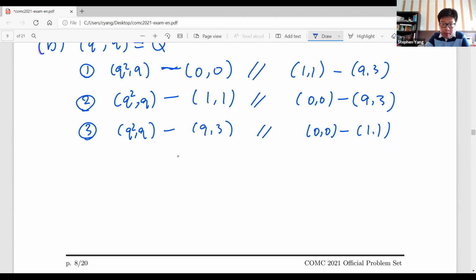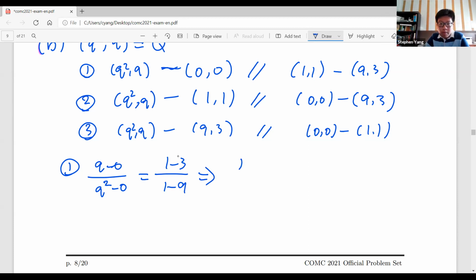Okay, so then if two lines are parallel, then their slopes must be the same. So in the first case, we have, oh sorry, should be y value. Okay, so it is q minus zero over q squared minus zero is equal to one minus three over one minus nine. So this will become 1/q is equal to, so here you have negative two over negative eight, so this is 1/4. So this will give you q is equal to 4. And therefore, the coordinate for Q is (16, 4).